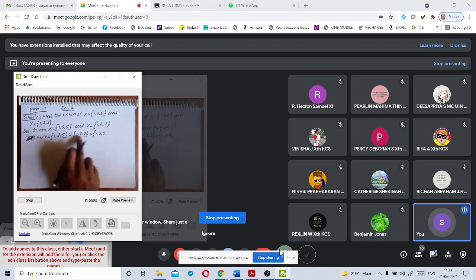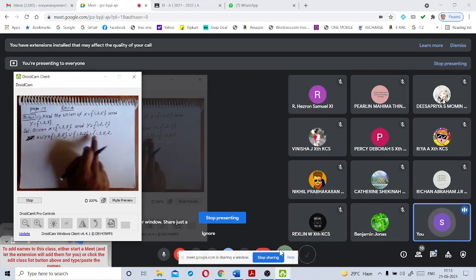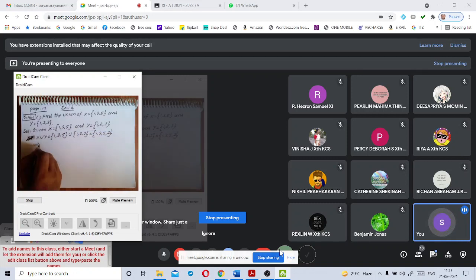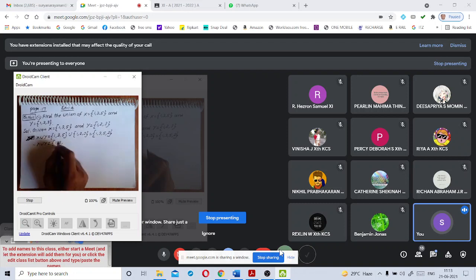1 is already there, we have written. Here 2 is there, 2 is not there, so we can write 2. And here 3 is there, 3 is already there. That's all. Therefore, X union Y is equal to set 1, I am just rearranging the elements of this set in ascending order. 1, 2, 3, 5. That's all.